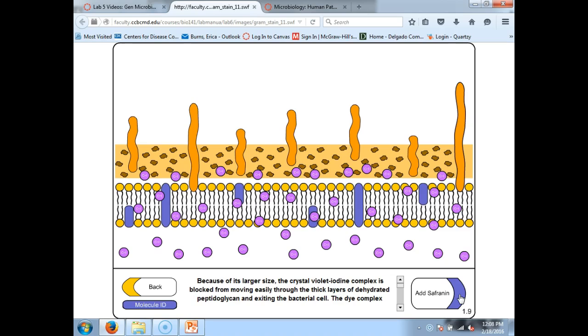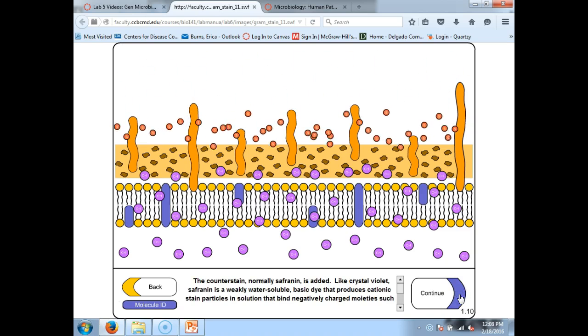So in order to see them, the last step in the procedure is adding safranin. So the gram-positives are going to get stained by this safranin as well. So that's going to go into the cells as well.